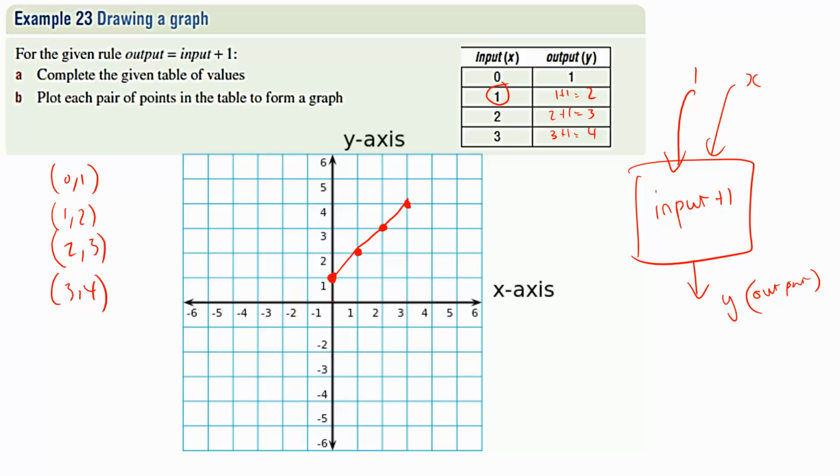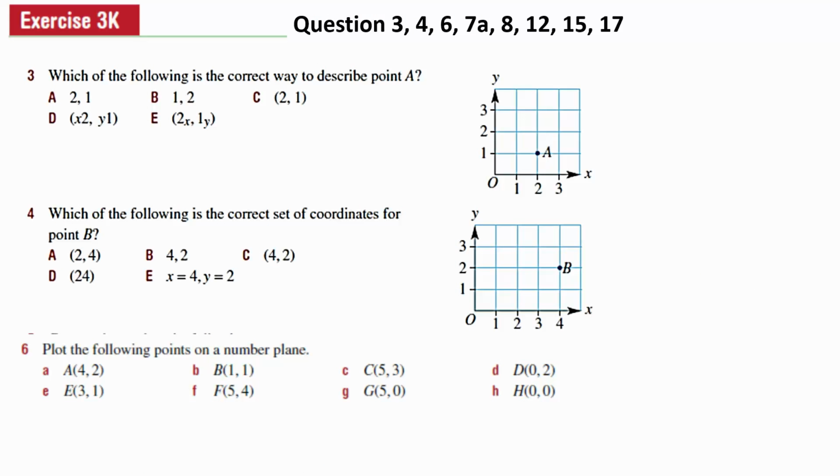How's that feel? That's 3K. So learning how to label, learning how to identify, and then plotting graphs using the rules. That's what you're doing for 3K. So, starting the questions, you've got questions 3, 4, 6, 7, 8, 12, 15, and 17 there.